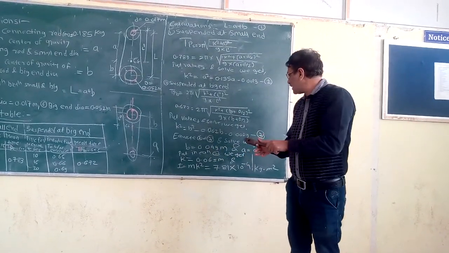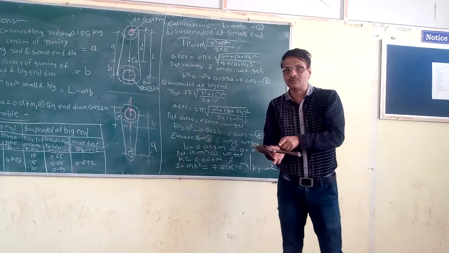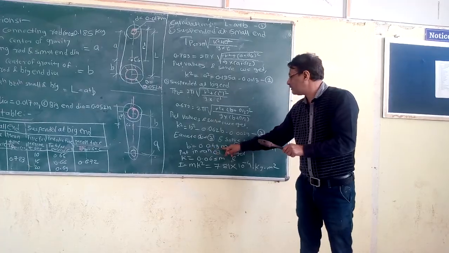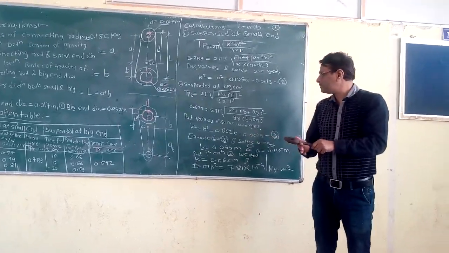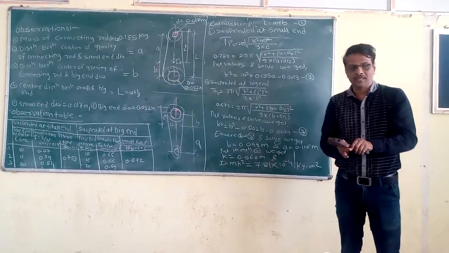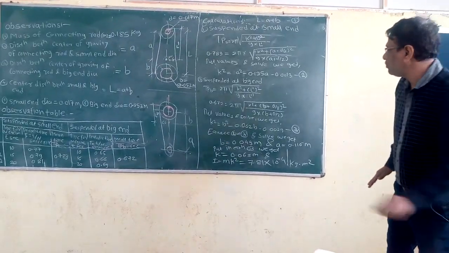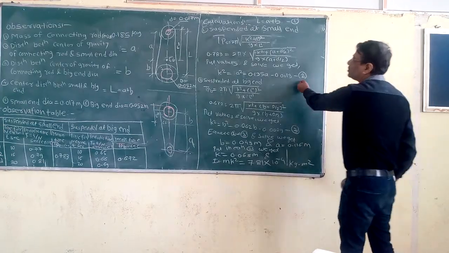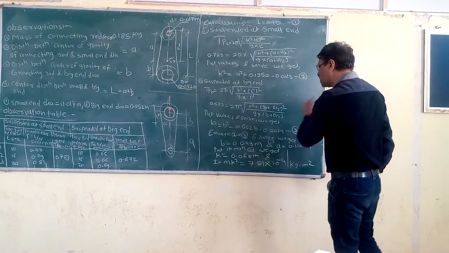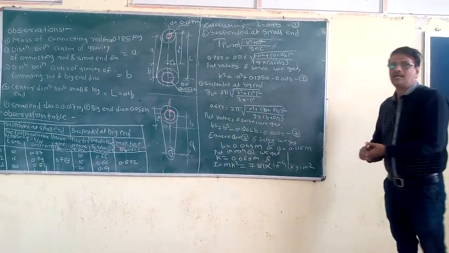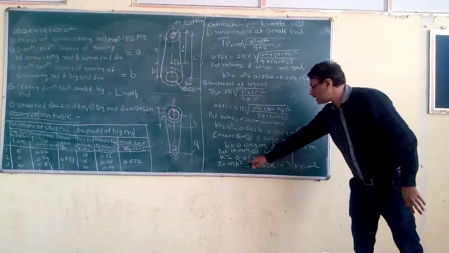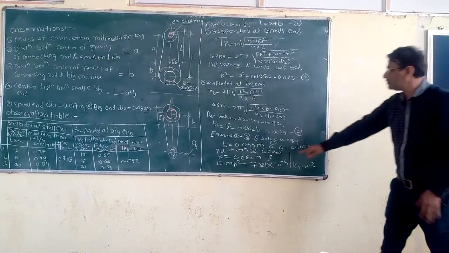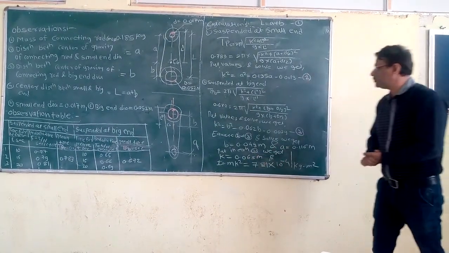So the distance a is 0.116 meter and the distance b is 49 millimeter, or 0.049 meter. Now put these values in equation 2 so that you will get the value of k, the radius of gyration, as 0.065 meter.